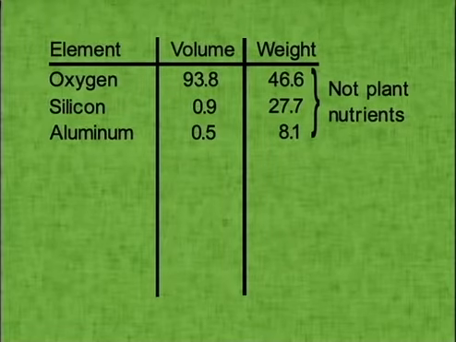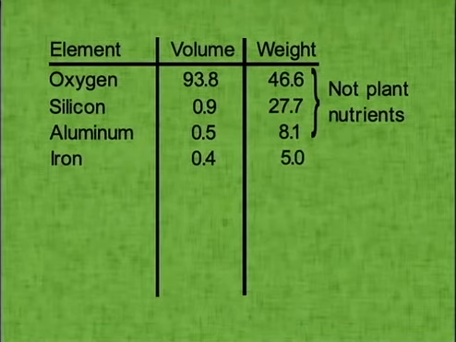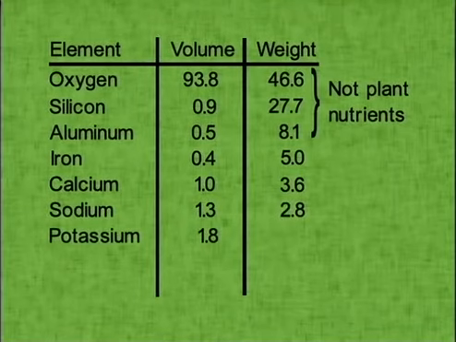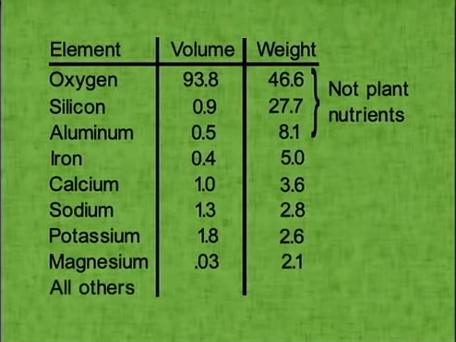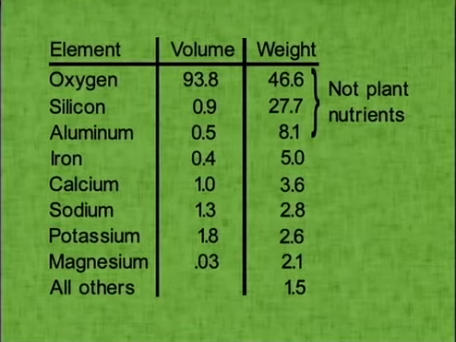So not until we get to element number 4 in terms of quantity in mineral matter in the soil do we even hit a plant nutrient. And that comprises approximately 5% of the weight of the mineral matter in the soil is iron. Others in this top 8: calcium 3.6%, sodium 2.8%, potassium 2.6%, magnesium 2.1%, and all others fit into this 1.5% that's a remainder to come up to 100% total percentage by weight of elements in the mineral matter in the soil.